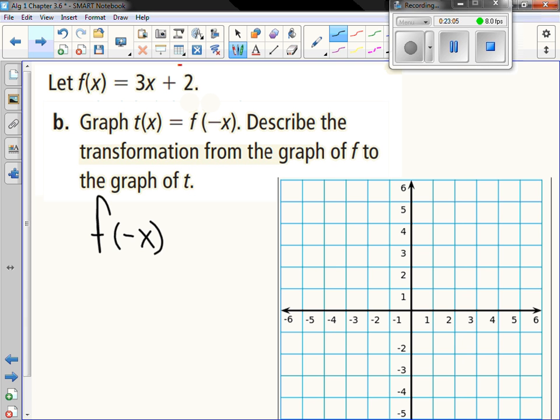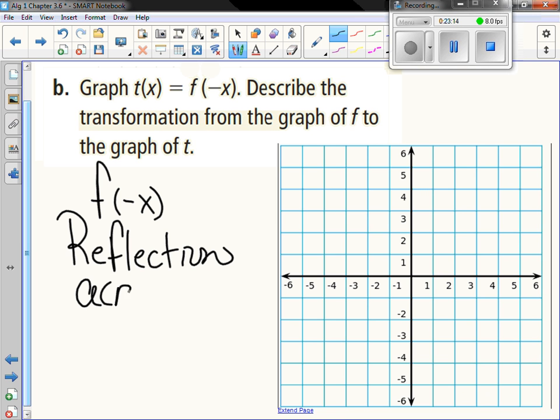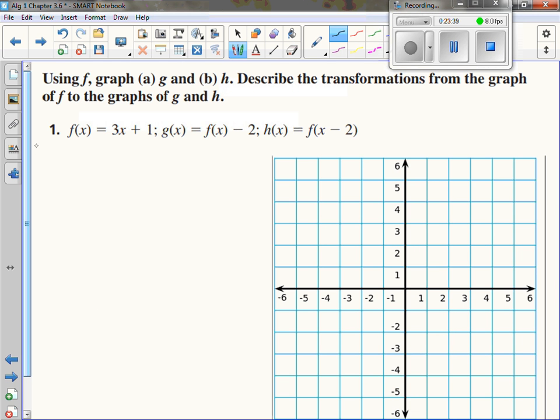So I have f of negative x. What would this be? A reflection across the y-axis, because it's inside the parentheses, so it would be a reflection across the y-axis. Questions on this here? Any questions on any of this here so far? Okay.